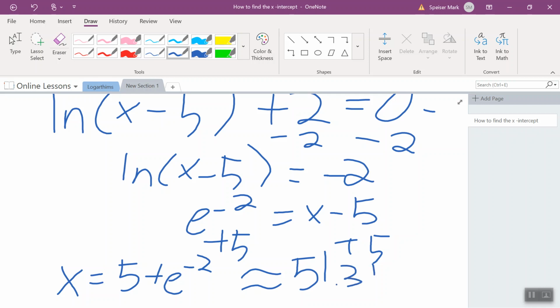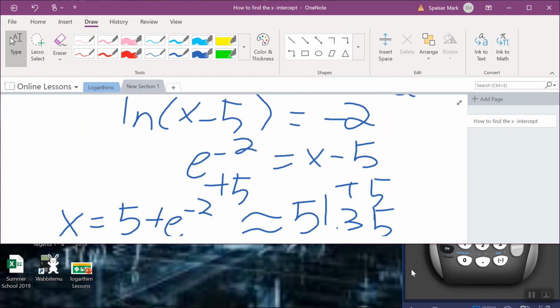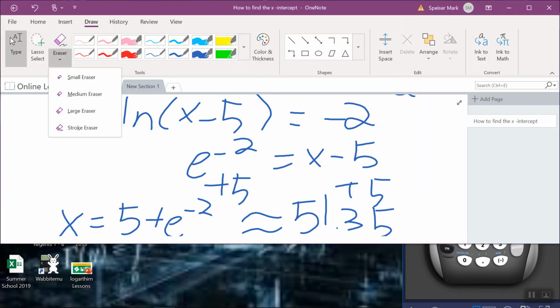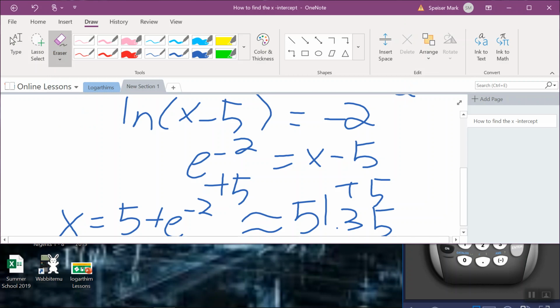If you want to see some of these things on the calculator, let's pull up our calculator. Let's first show you how to find that x value. So second quit, you have 5 plus e, which is second division sign, raised to the negative 2. You get 5.135.